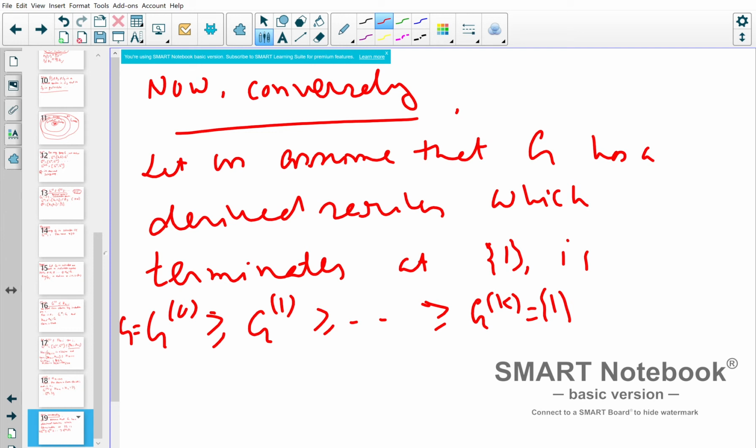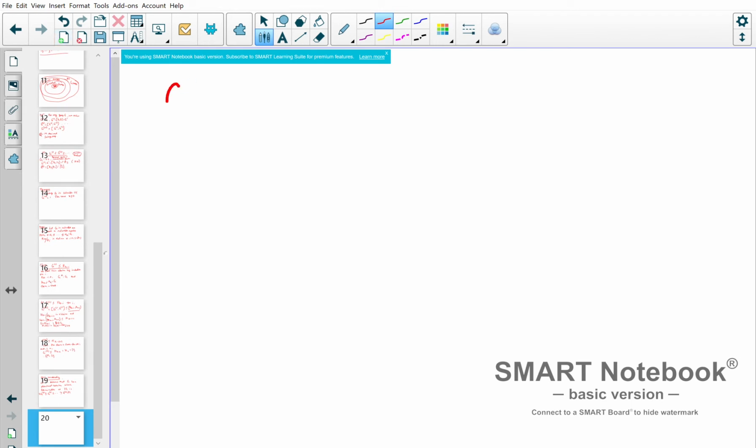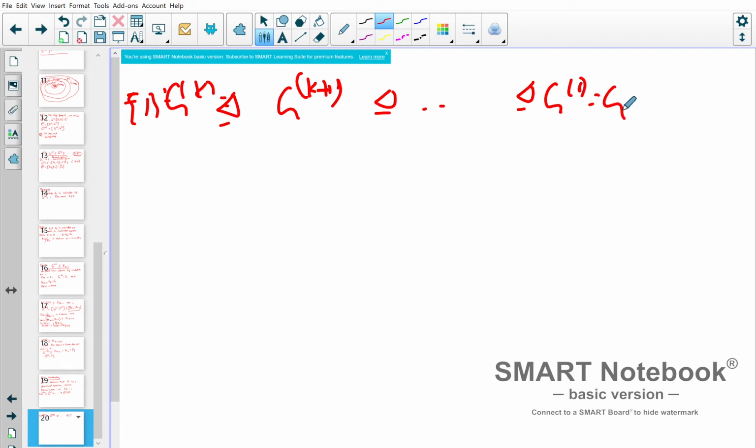So we need to prove what? We need to prove first of all that they are normal and the successive quotients are abelian. So this first part is obvious, right? Gk is the identity, and this is normal in Gk minus 1. That is obvious. If you don't understand why all of these are normal, then I will prove it.